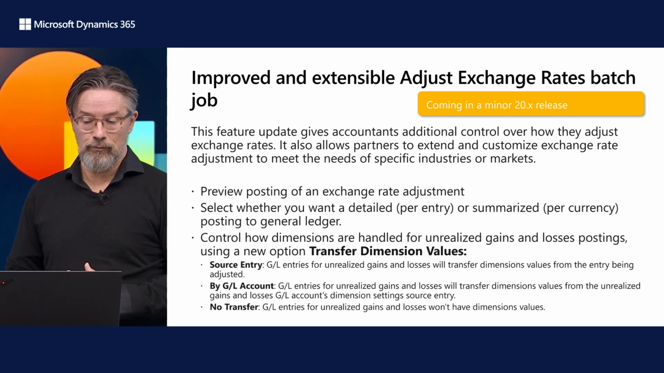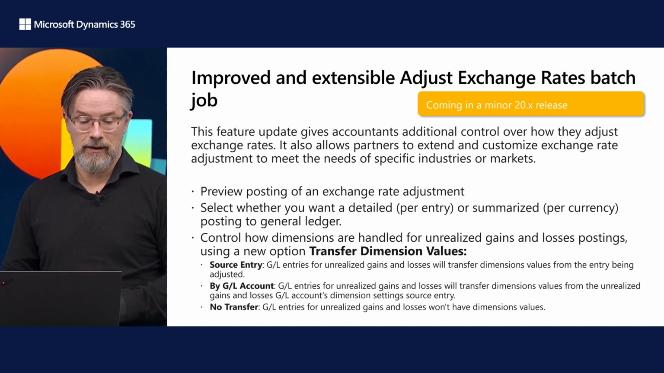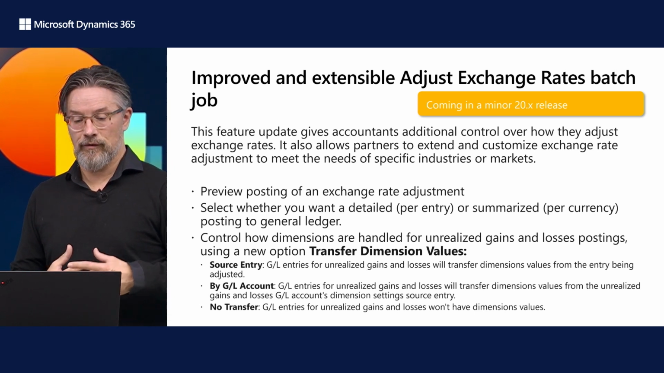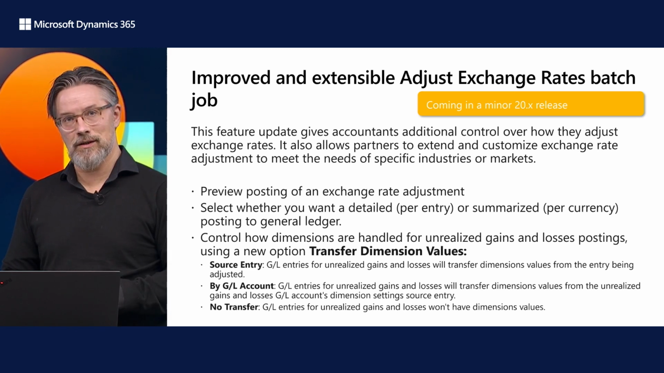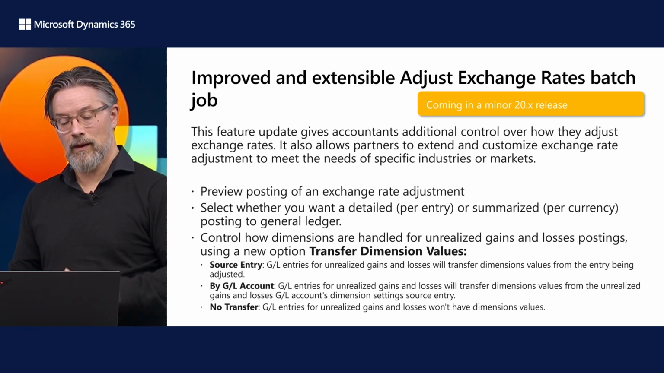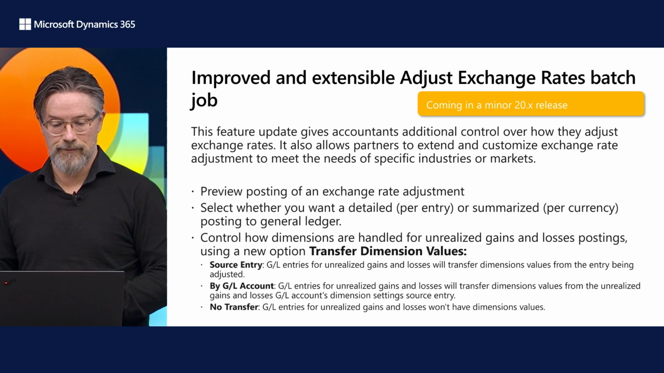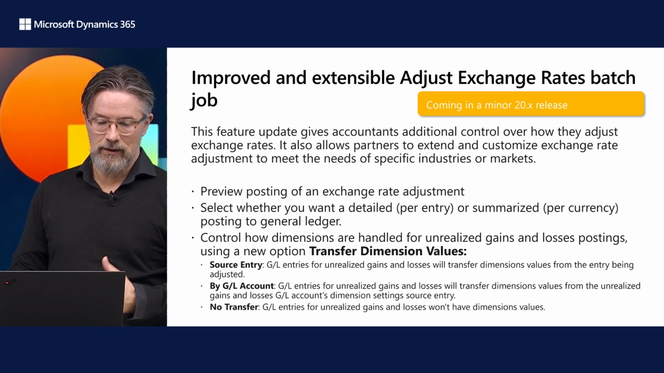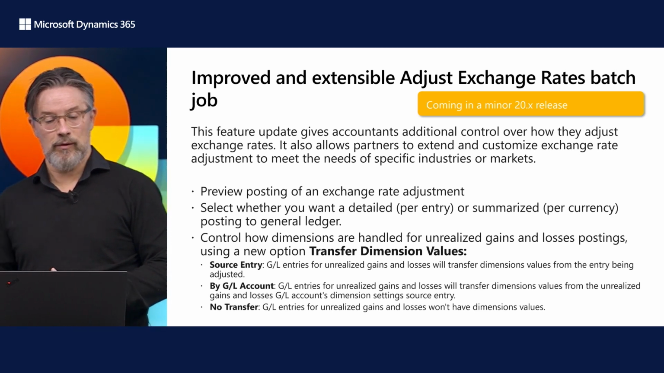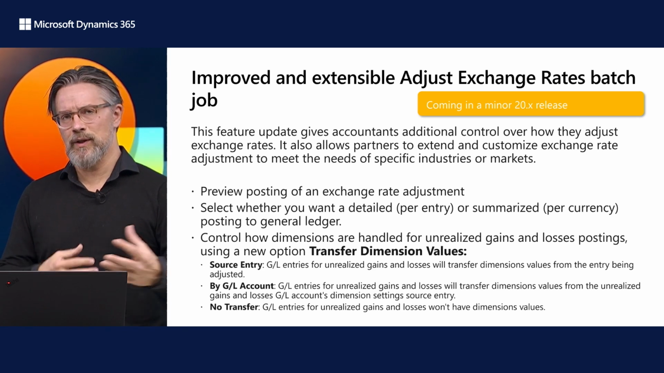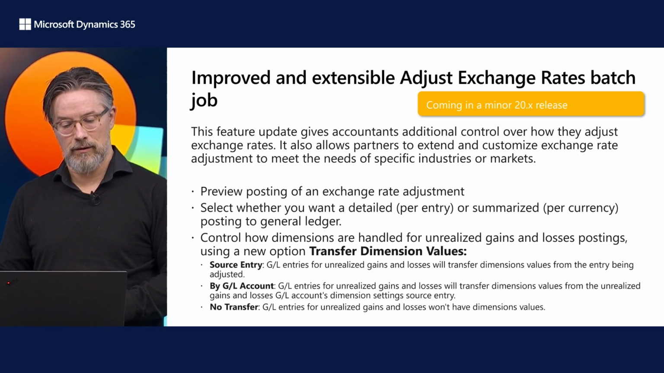You will also be able to manage the dimensions that get posted when you do this batch job. You can either take it from the source document, or take it from the unrealized gains and loss accounts that they are posted to. Or you can say that you don't want dimensions in your adjustment entries. So it's up to you. And the part where we call it extensible is because partners, or you, if you want to customize it, will be able to extend it to behave differently if you have a different way of managing the currency exchange rate adjustments.